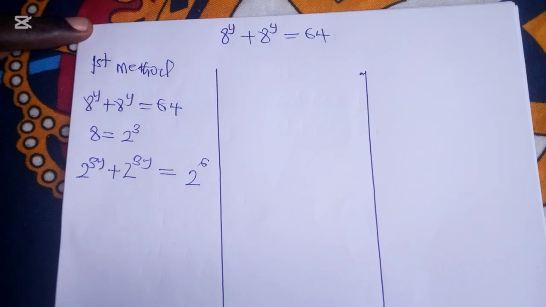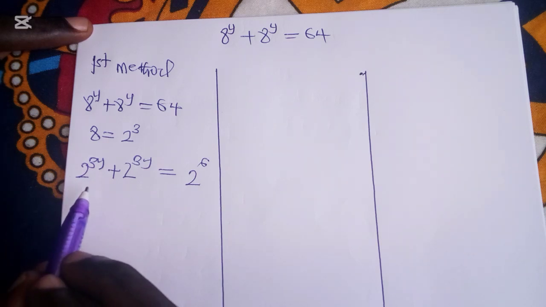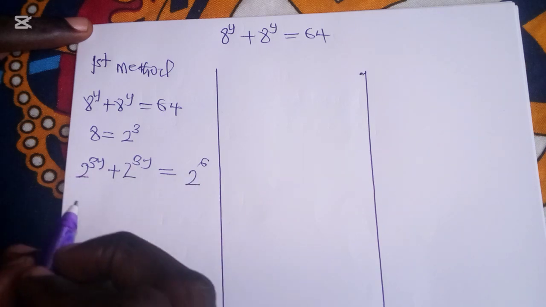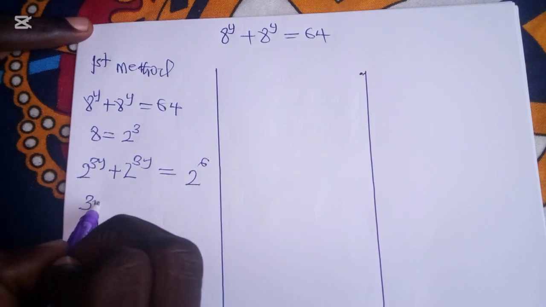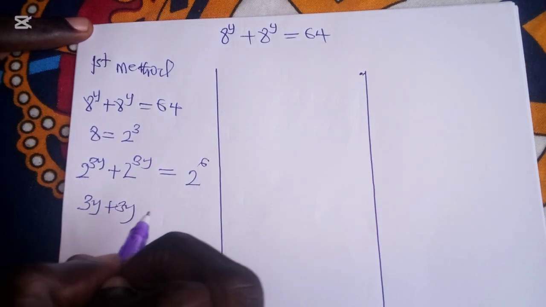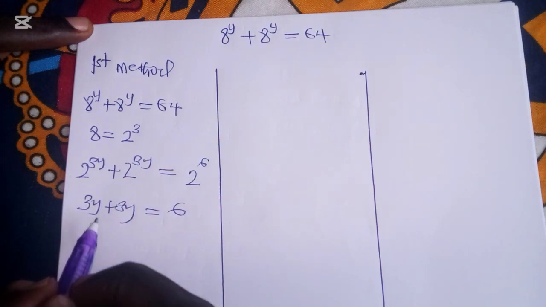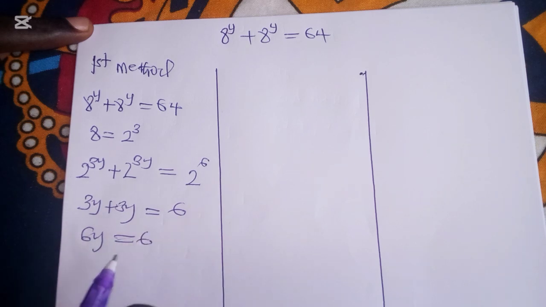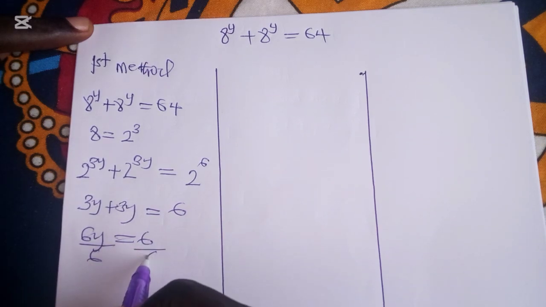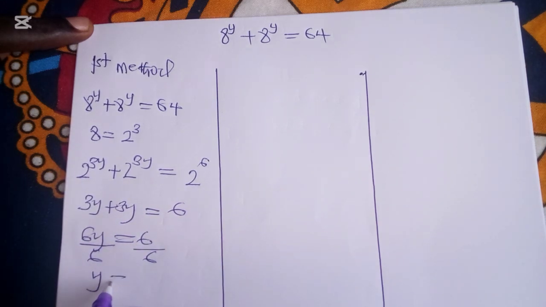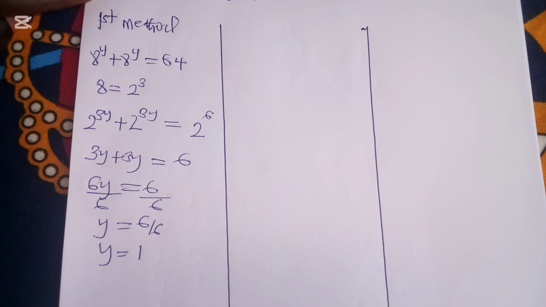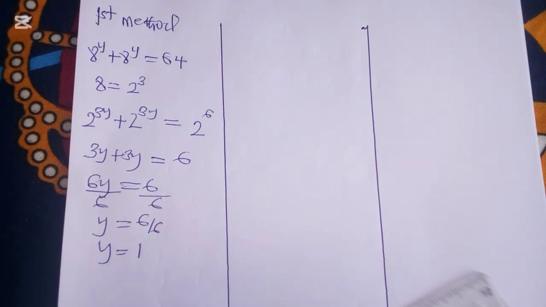This is how most of you solve it. Then you tend to say, since the bases are the same, you ignore the base, then you write the power. That is 3y plus 3y is equal to 6. Then if you are adding, this is giving you 6y equals 6. Then we divide by 6 on both sides. Then the value of y becomes 6 over 6, then y becomes 1. So this is how most of you solve it, which results in 1.